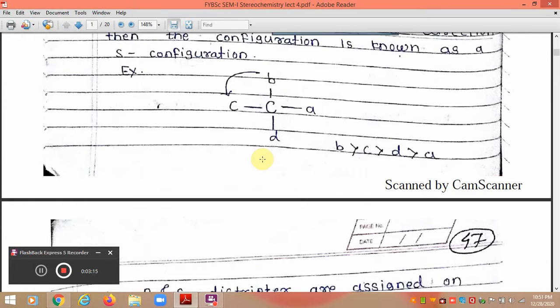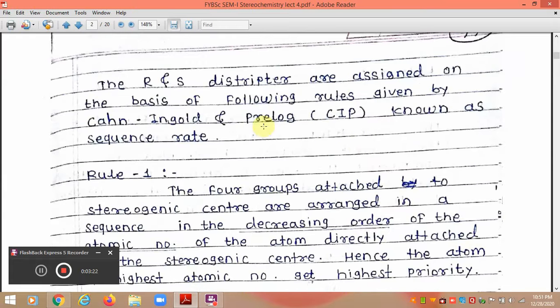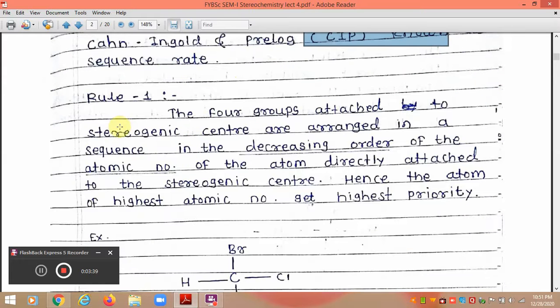So the question arises: if this priority is important, then how is this priority given? This priority is given based upon the rule known as the sequence rule, which was given by the three scientists Cahn, Ingold, and Prelog, and that's why this rule is also known as the CIP rule, or the sequence rule of CIP. So this is very important. What is this rule actually? That we will discuss here in this stereochemistry of chemistry paper 2.